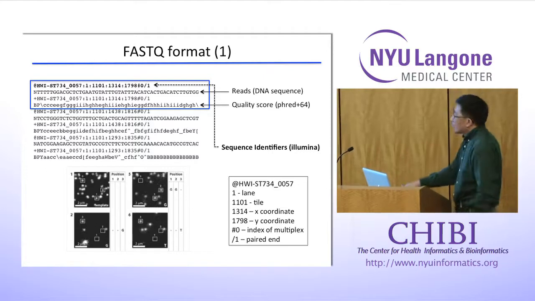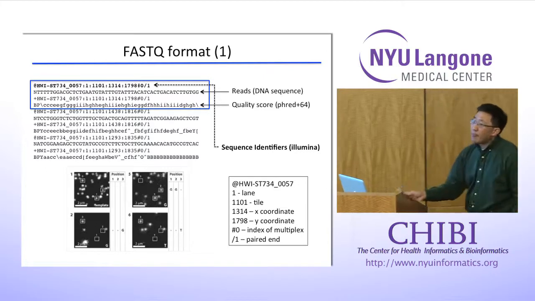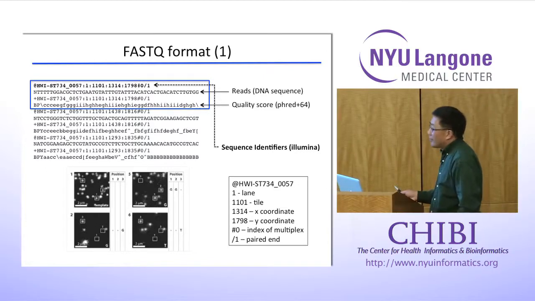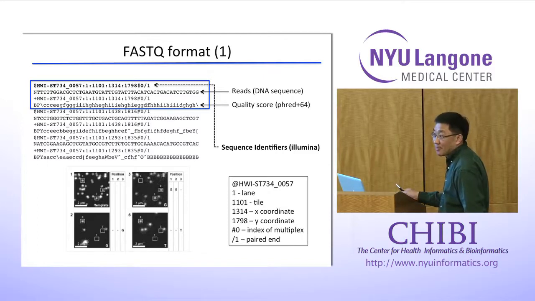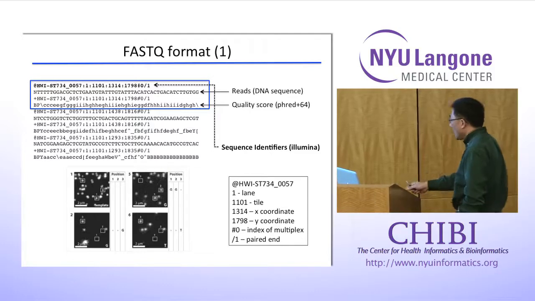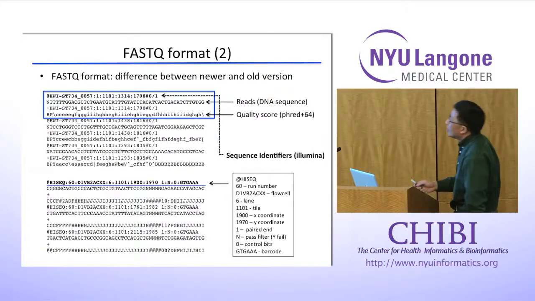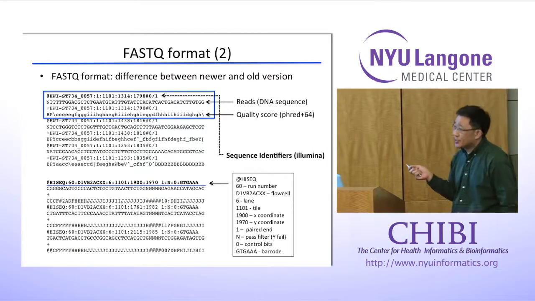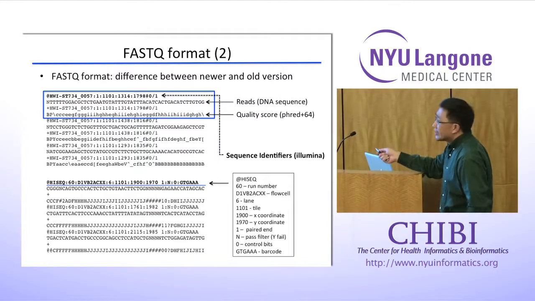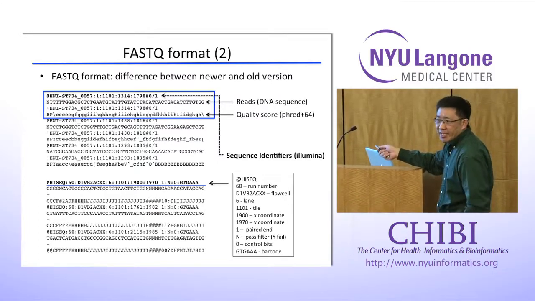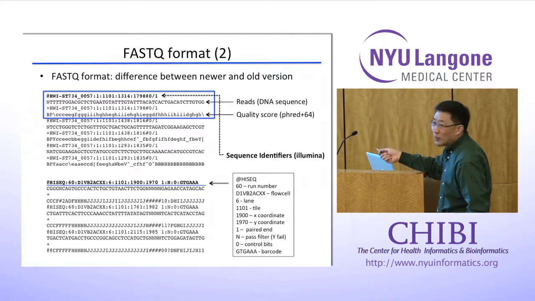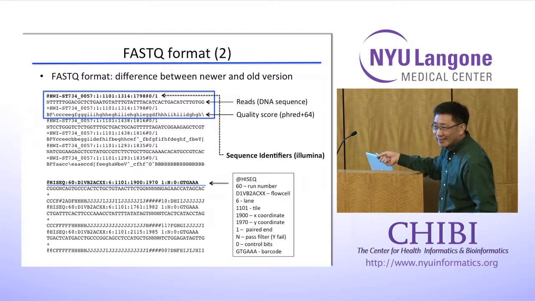After that, you will see the number sign, the index of the multiplexing, and then the paired end information. In the new format, you will see a slight change. In the header line, you don't see that vehicle identification number anymore, but instead you have HiSeq or GA, some type of identifier.